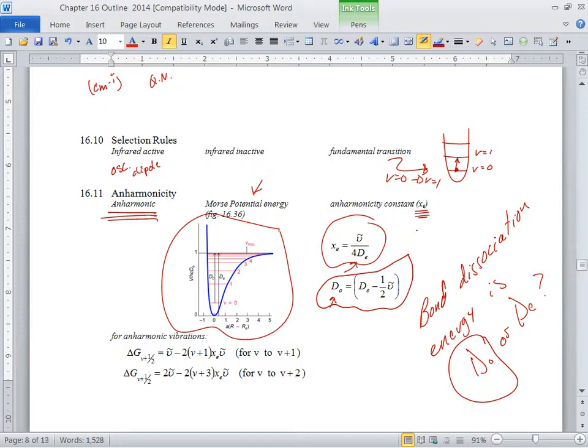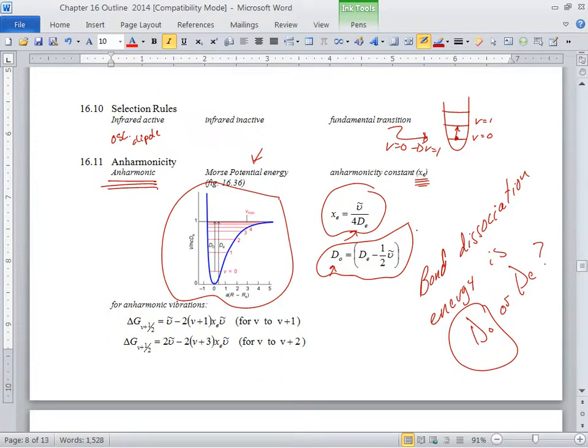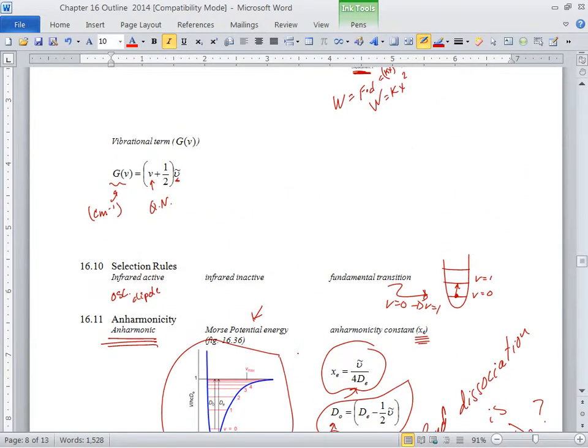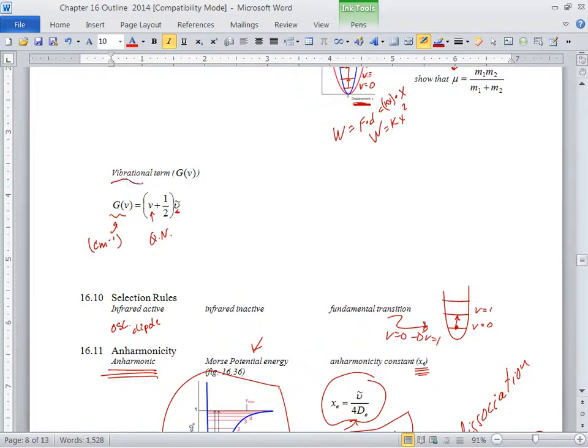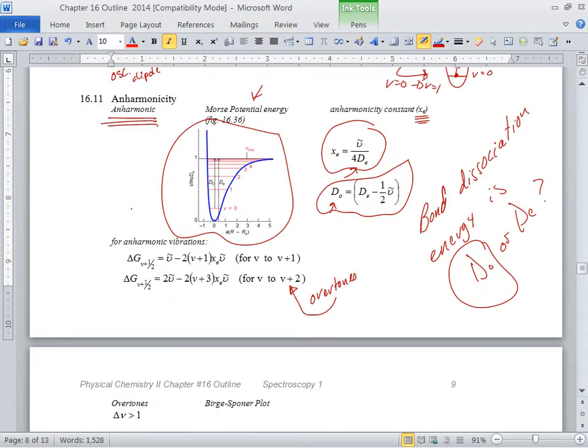Here's some, what do they call that? When V is changing by more than one increment, they call it overtones. I don't know if that's going to be in the homework or not. Probably not. But that's overtones. Okay. So remember, G is these vibrational terms, the energies. So that's what these are too. These are wave numbers and they're energies. The terms of those different transitions.